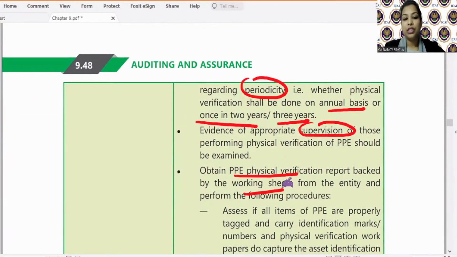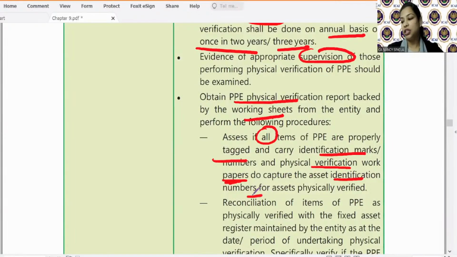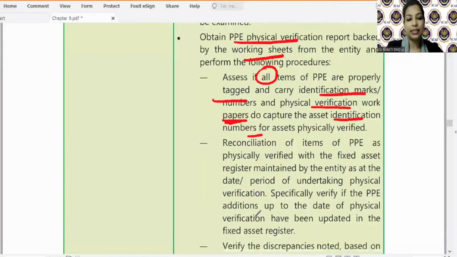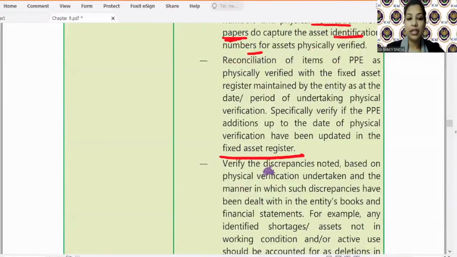Whatever reports, working sheets are there, auditor will consider as to whether all items are tagged, they carry the identification mark, and these physical verification work papers should capture the identification numbers for the asset. The same will be compared with what? The fixed asset register, and all the additions should be updated in the fixed asset register. In case of any discrepancy noticed, the same will be discussed with the management, right?